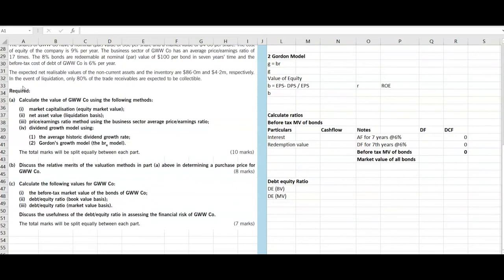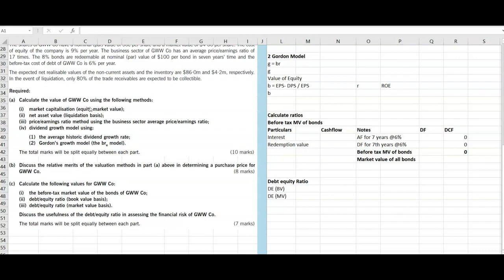So there's a huge list of requirements. So there is section A, B and C. A deals with valuation of equity. The B is a theory question and the C is a kind of a ratios question. So we'll start with A.